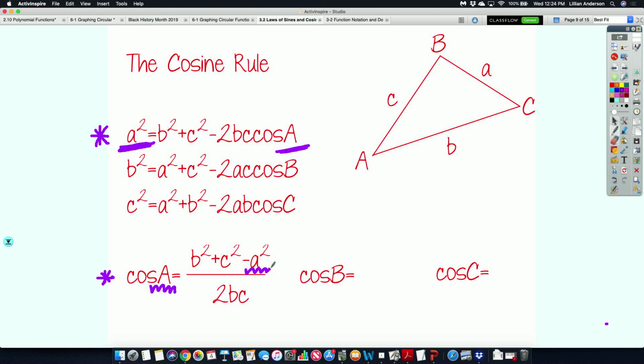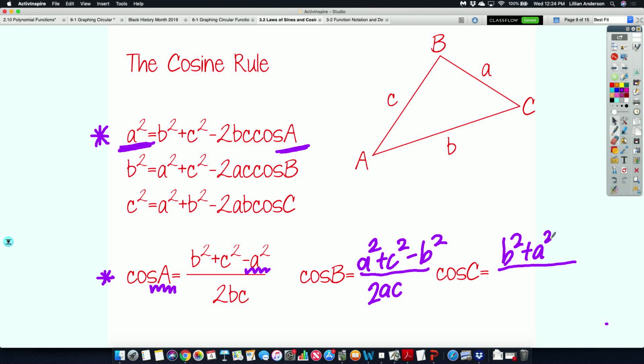So if I wanted to find angle B, I would set it up as the cosine of angle B is equal to a squared plus c squared minus b squared all over 2ac. You always subtract the side opposite of the angle that you're trying to find. What if I wanted to find angle C? Yeah, a squared plus b squared minus c squared all over 2ab. And like I said, it doesn't matter for the switch, because it's addition. So interchange.